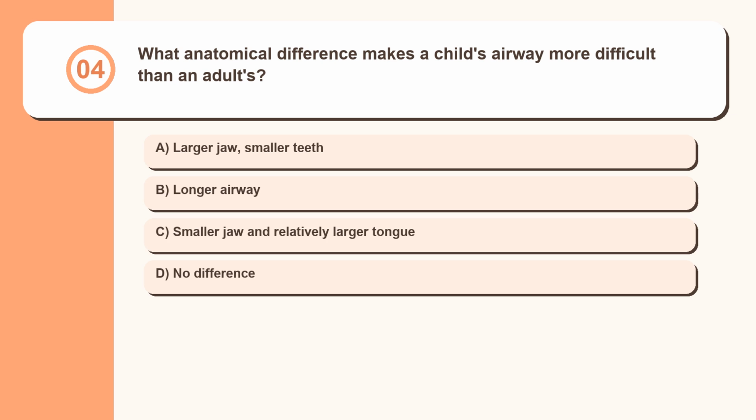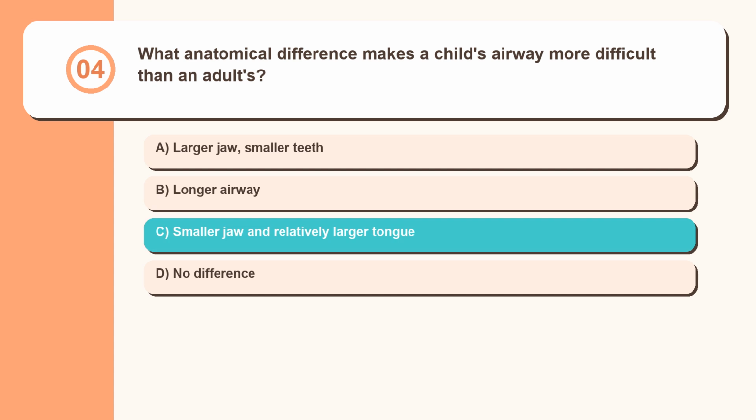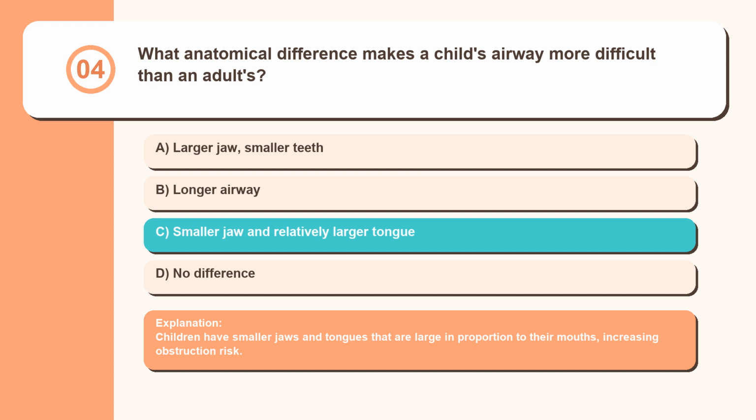Question 4. What anatomical difference makes a child's airway more difficult than an adult's? Larger jaw, smaller teeth, longer airway, smaller jaw and relatively larger tongue, no difference. Children have smaller jaws and tongues that are large in proportion to their mouths, increasing obstruction risk.